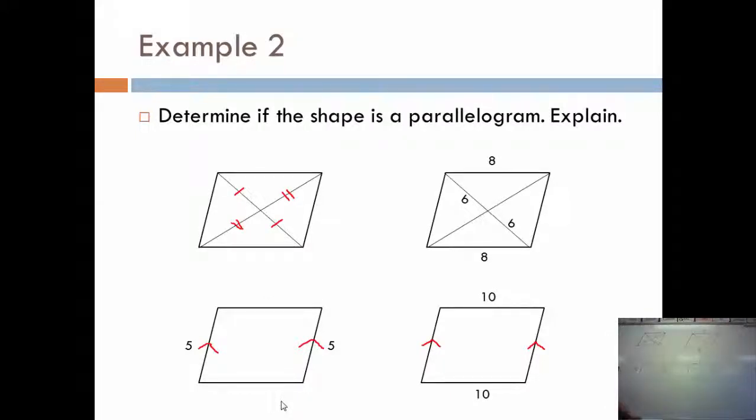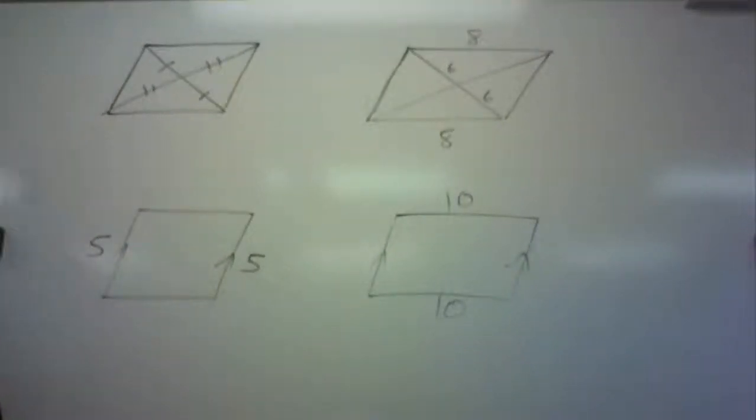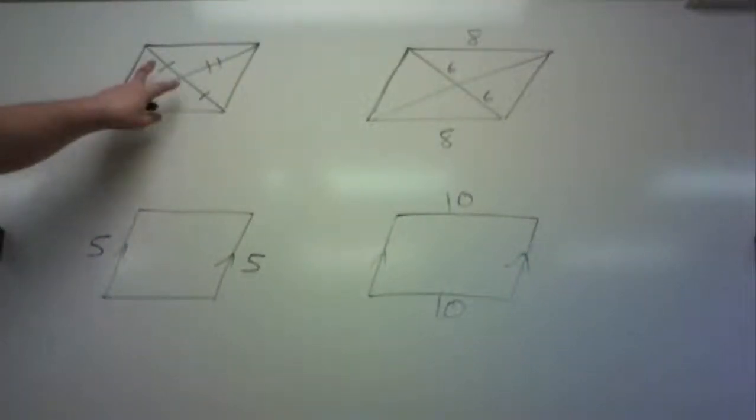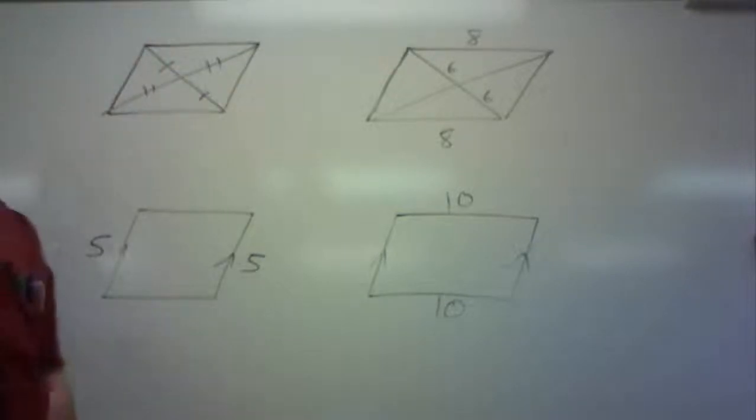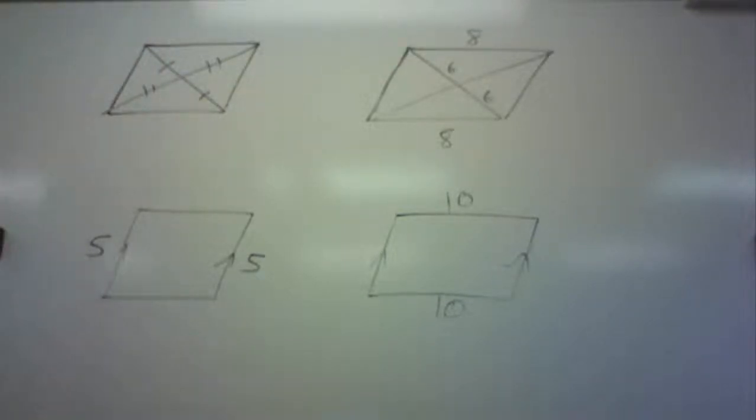Alright, so these are the 4 shapes I was given. Let's just start in the upper left. Now, what I see is diagonals. I see that the diagonals are cut in half by each other. Whoa. The diagonals are cut into half by each other.